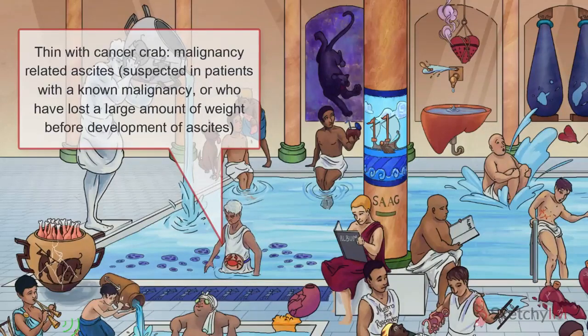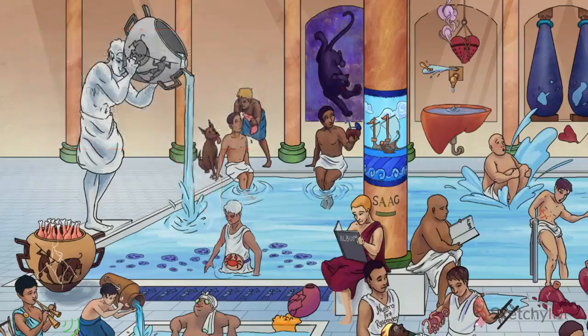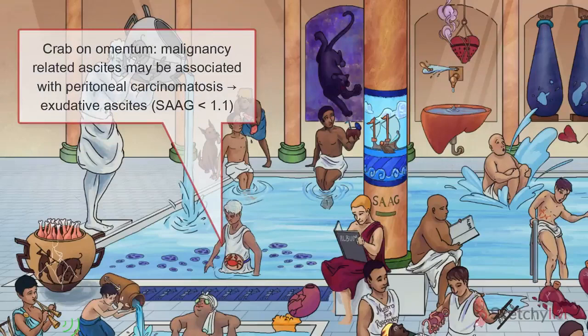A variety of underlying mechanisms can cause the ascites in the setting of malignancy. Peritoneal carcinomatosis can occur, for example, a process by which cancer implants on the layers of the peritoneum and omentum, depicted here by this cancer crab symbol stamped on this Roman dude's omentum. These cancer implants can subsequently cause an exudative ascites.